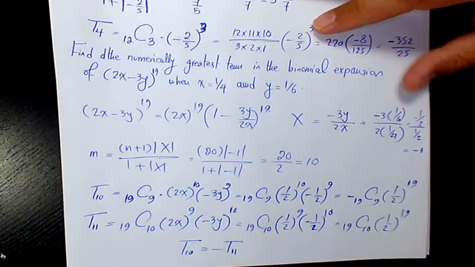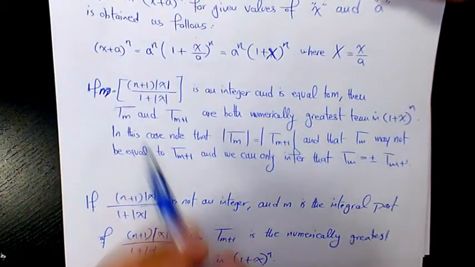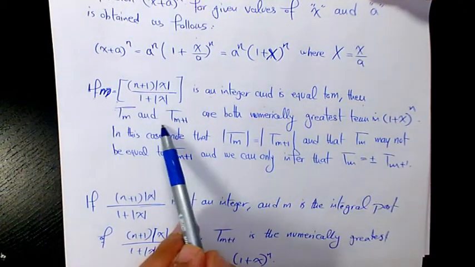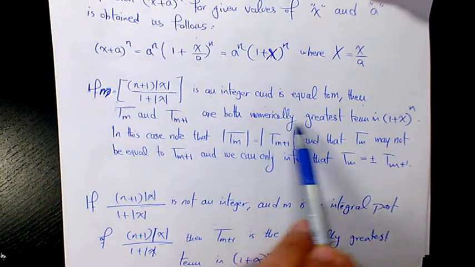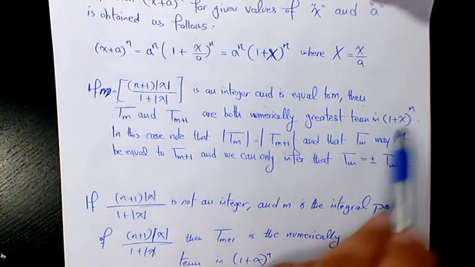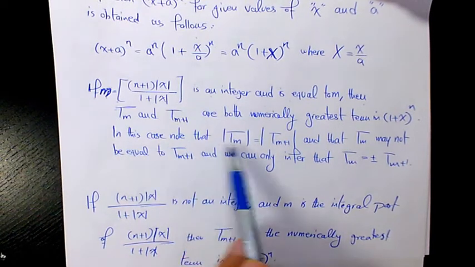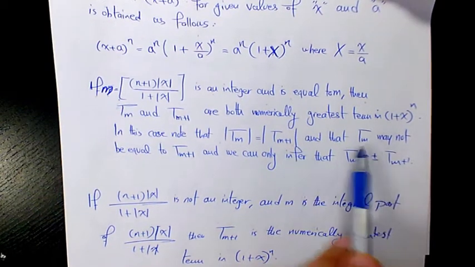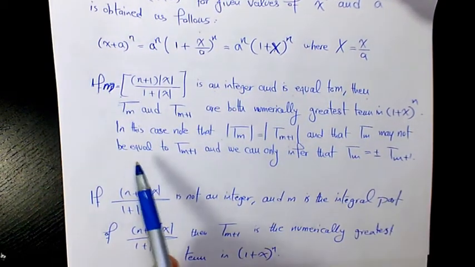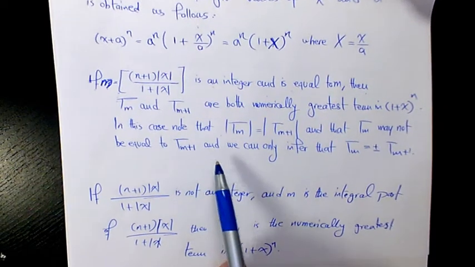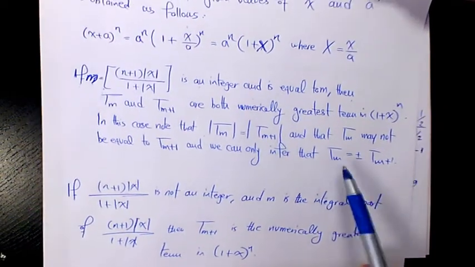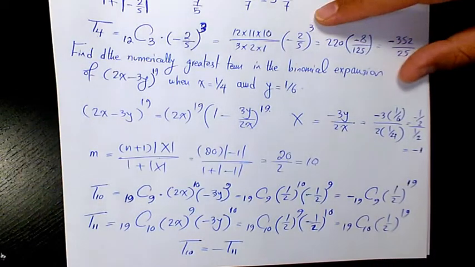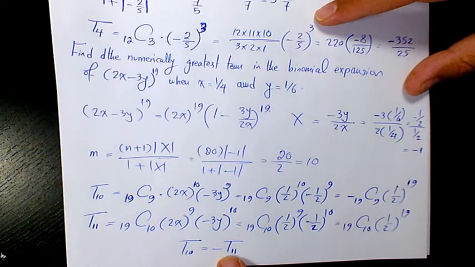We had it in the explanation here before. It says if m is an integer, then Tm and Tm plus 1 are both numerically greatest terms in the expansion of (1 plus x) to the power of n. In this case, note that the absolute value of Tm equals the absolute value of Tm plus 1, and that sometimes Tm and Tm plus 1 are not equal to each other, but they are equal to the negative of each other. So Tm equals plus or minus Tm plus 1. So that's exactly what we have in here. T10 equals negative T11.